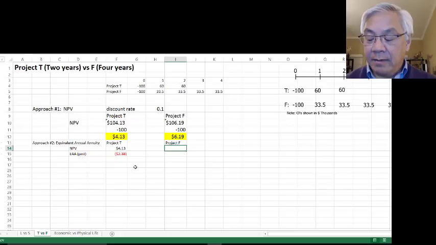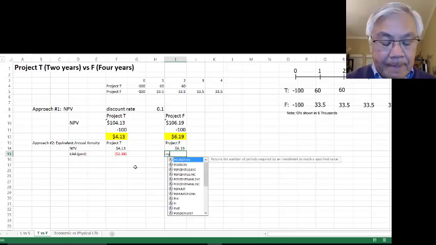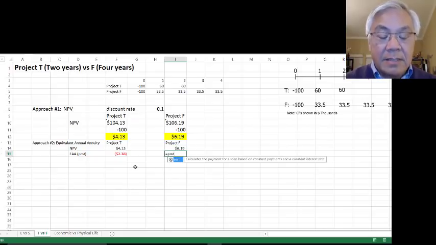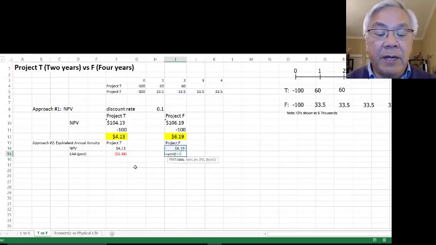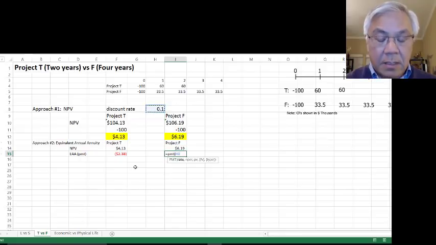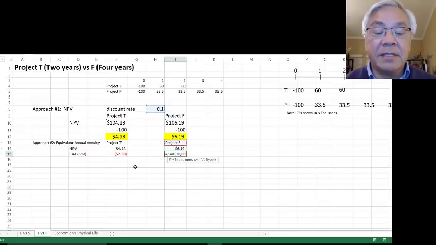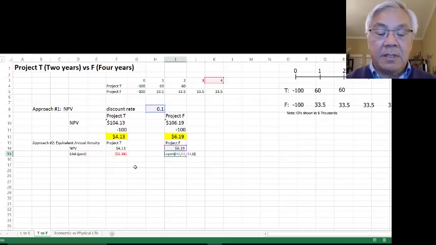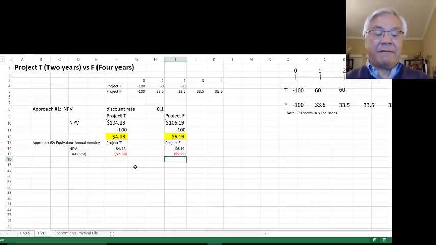All right, so let's look at project F. So let's do the same thing. The NPV for project F is $619 and the payment is equal to the rate, which is 10%, comma, the number of periods. In this case, the number of periods is different. It's 4 periods, comma, the PV is the NPV, comma, the future value is 0. So we get 1.95.